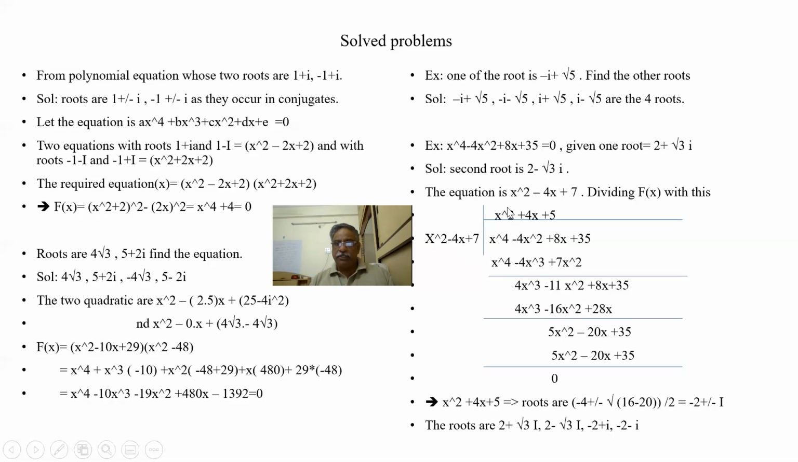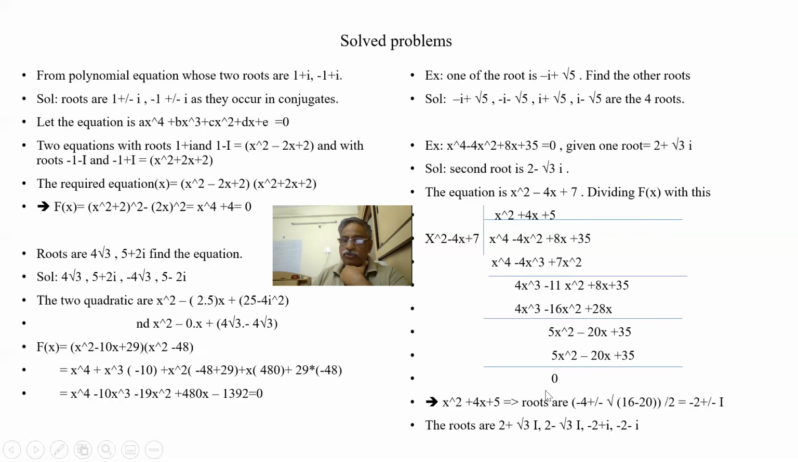When I subtract from here, these two get cancelled. So this becomes 4x cubed, plus, since minus of minus is plus, then minus 11x square plus 8x plus 35. So 4x cubed. So I am multiplying with plus 4x. So it becomes 4x cubed minus 16x square plus 28x. These two get subtracted. Then we get 5x square minus 20x plus 35. So I multiply with 5. So that 5x square comes here. So this is 0. That means what? When I divide with these two roots, they are consumed, and I am left with this equation.